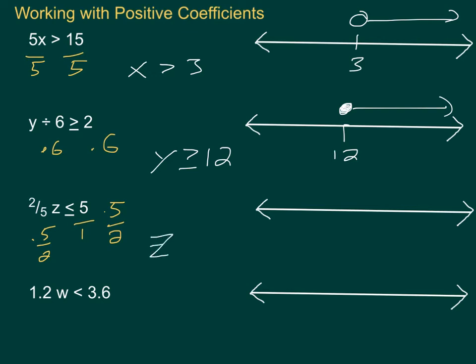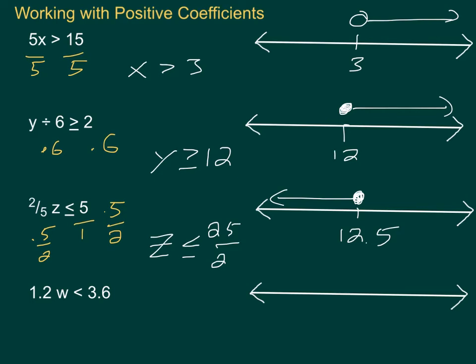I'll be left with z is less than or equal to, now 5 times 5 is 25, and 1 times 2 is 2, so 25 halves. You can leave it like that, you can make it 12 and 1/2, you can make it 12.5, any of those are fine. I'll put it as 12.5 here, just to make it a decimal. Closed circle, because I'm including it because of the or equal to. And then I want z to be less than that, so I come off to the left. Simple as that.